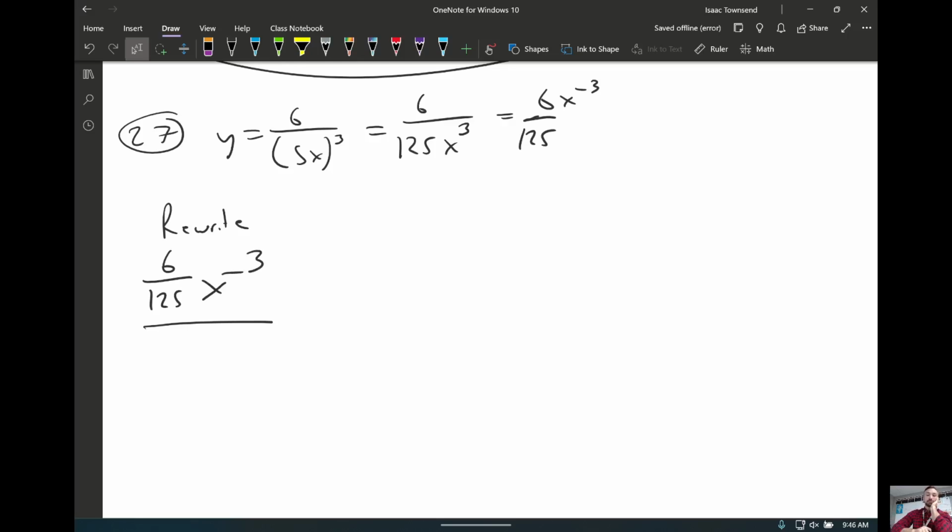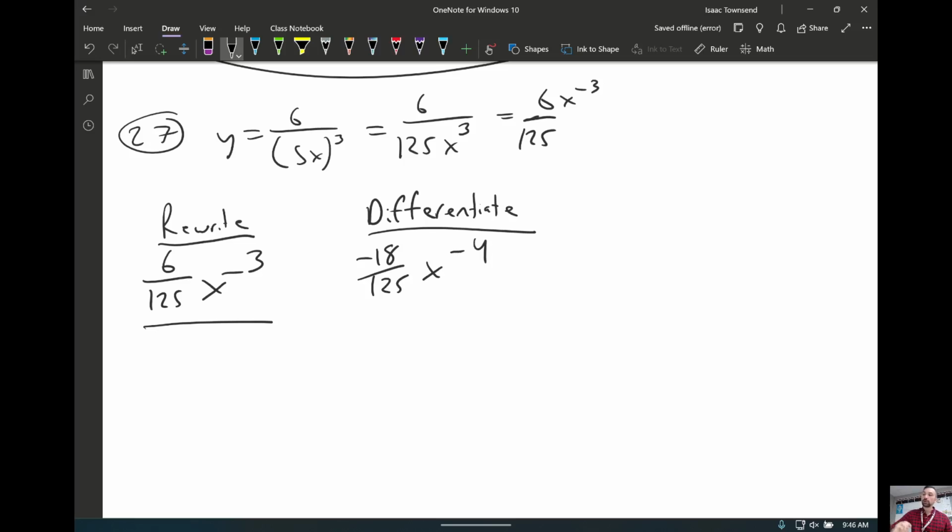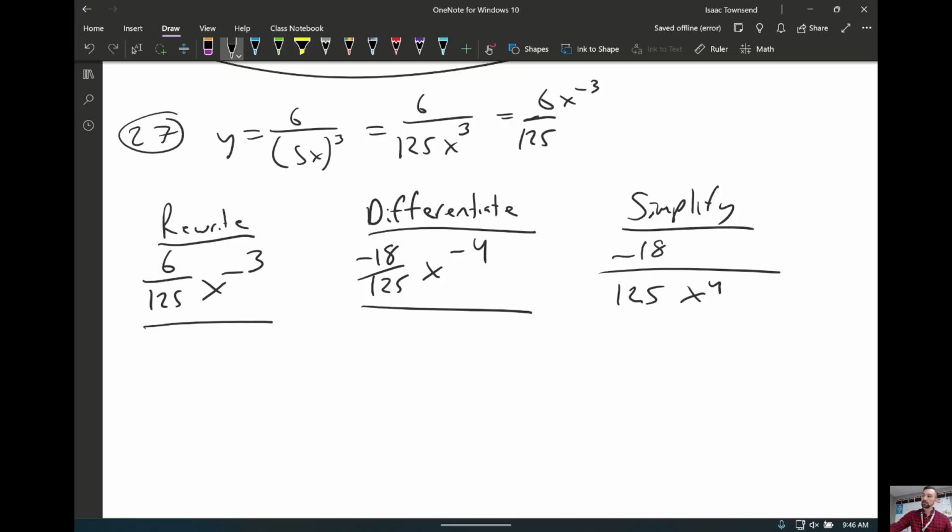Now that it has been rewritten, now it should be simple enough to differentiate by hand. Could bring the power down, lower the power by 1, and we wouldn't leave that as a final answer because we can simplify this, which is the last little column. Negative exponent in the numerator is the same thing as a positive exponent in the denominator.